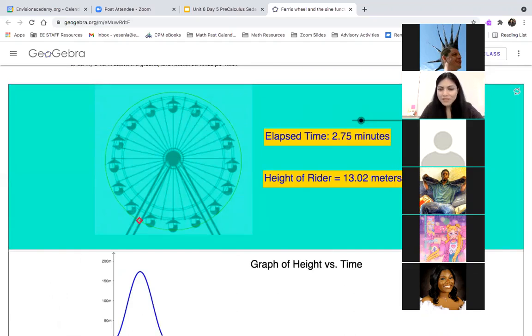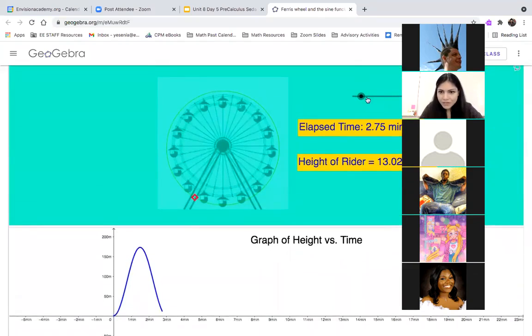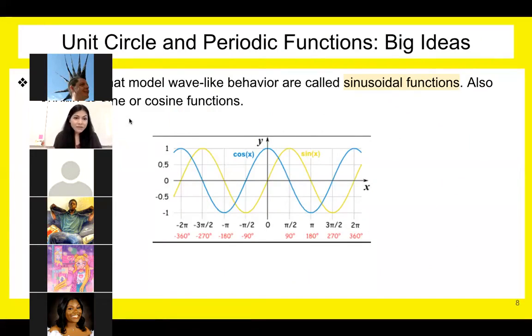So you go around once, almost once. I want to get back to, there we go. So I'm back to my initial position. Notice how that is equivalent to one wave. Functions that model these kinds of wave-like behaviors that we just saw with the Ferris wheel are called sinusoidal functions. That's a weird word, right? And sinusoidal functions are either sine or cosine functions.